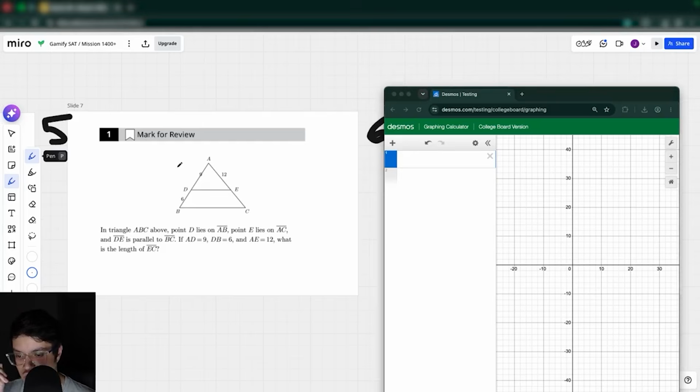Next one here, we have a triangle where point D is there. Okay, yeah, it just gives us all the information here again, so you don't really need to read that. It's saying, what is the length of E to C?